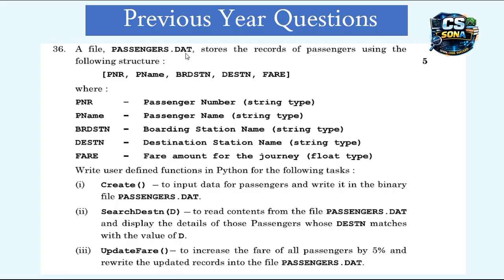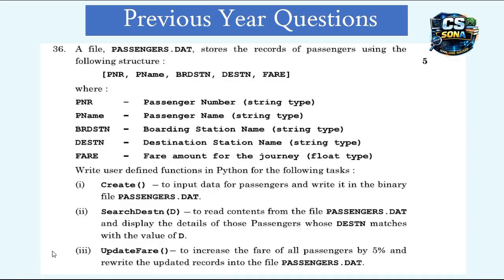A file passengers.dat stores the record of passengers using the following structure. In a list: PNR, PName, boarding station, destination, fare. Now PNR is a string, PName is a string, BRD is a string, DSTN is a string and fare is a float. Now write user defined functions in Python for the following tasks. Create, to input data for passengers and write it in the binary file passengers.dat.